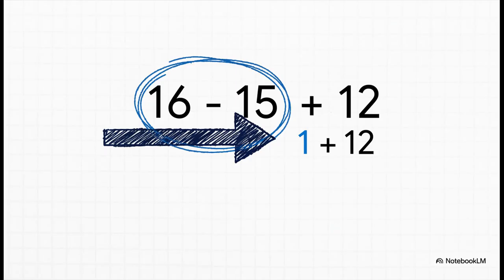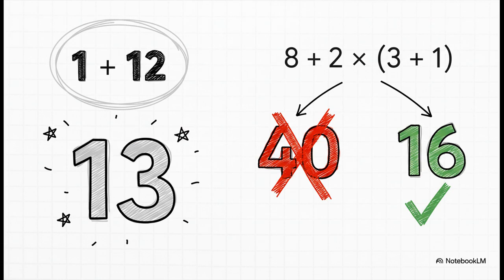Now for that crucial part we just talked about. We have subtraction and addition, and remember, they're on the same team, so we just work from left to right. Subtraction comes first, so we do 16 minus 15, which gives us 1. And look at that, we're left with one easy step. 1 plus 12 is 13. And there it is, our one and only correct answer. Oh, and by the way, remember that first problem we looked at? The answer was 16. Did you get it right?